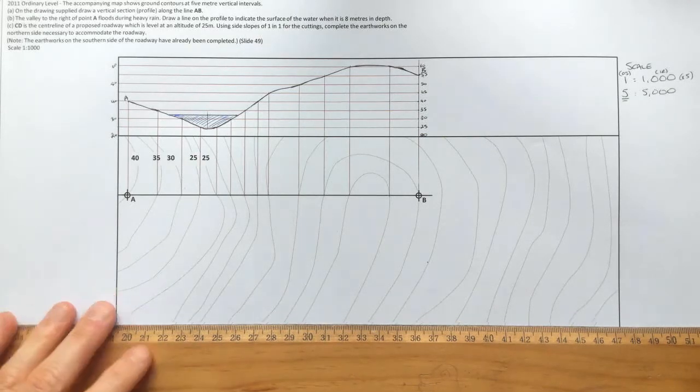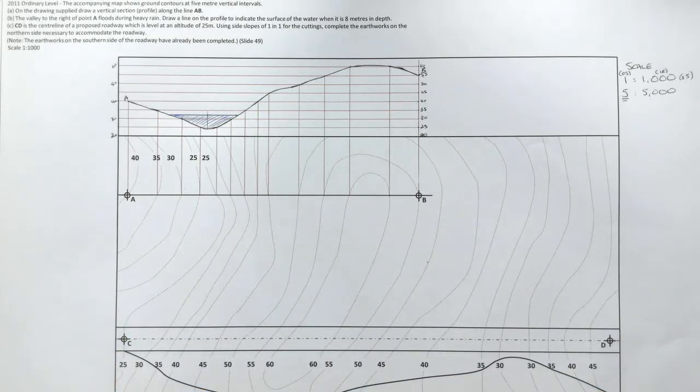And now part C, it says CD is the centre line of a proposed roadway which is level at an altitude of 25 meters. So I always write in, as best I can, level at 25 meters. So the roadway from C to D is level the whole way at 25 meters height. And if we look at the land around it, we can see that the land around it is actually higher. At this point here it joins right at the exact same height, but every other contour line is higher than the road.